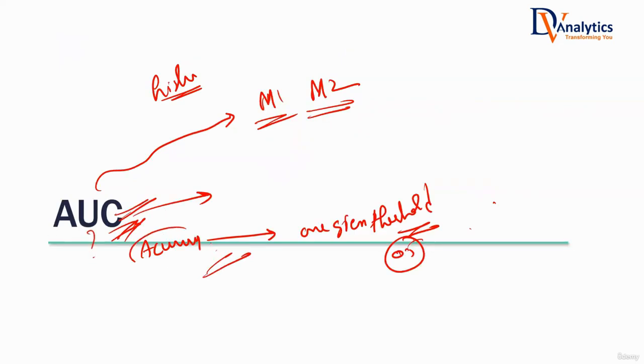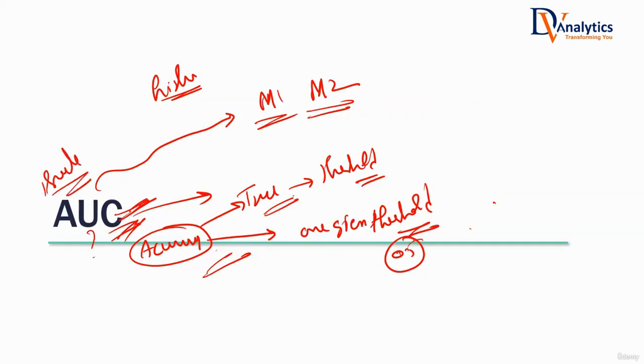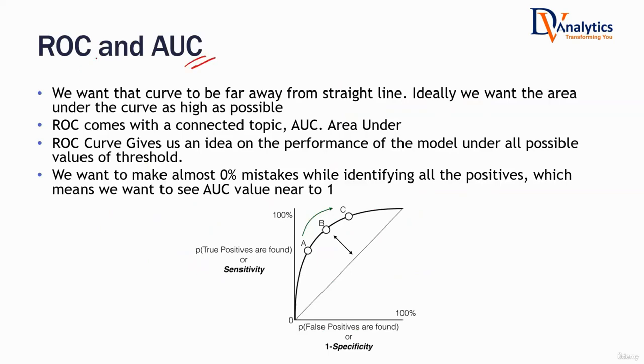The difference is accuracy can be tweaked if we change the threshold. Yes or no? By changing the threshold, can I make the model look better in terms of accuracy? Yes, sir. Accuracy can be changed. If I change the threshold, does the accuracy of the model change? Yes. But area under the curve considers all the thresholds together. Area under the curve is a single value for any model. Accuracy can be multiple values depending on the threshold. That's the main difference.